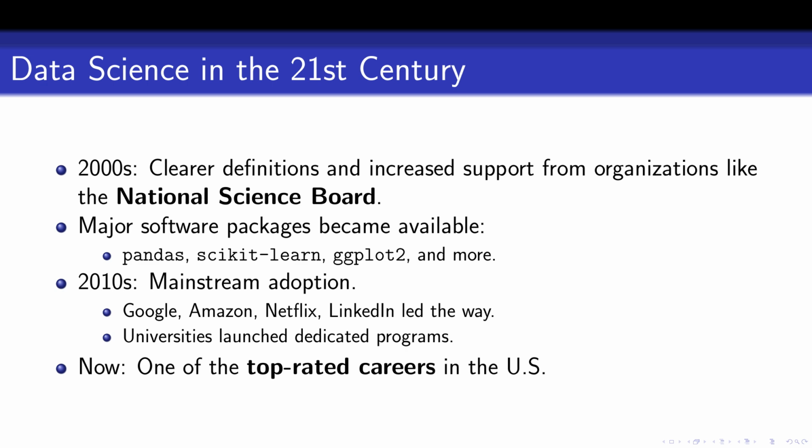Tech giants like Google, Amazon, Netflix, and LinkedIn began using data science at scale, shaping everything from search algorithms to personalized recommendations. Around the same time, universities launched dedicated degree programs to meet the growing demand for skilled data professionals. Today, data science ranks as one of the most desirable careers in the United States, thanks to its combination of high demand, lucrative salaries, and broad applicability across sectors.